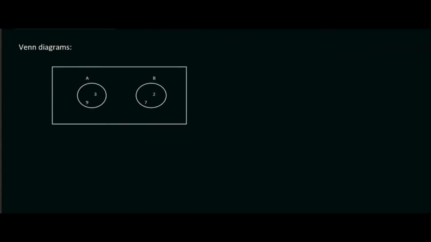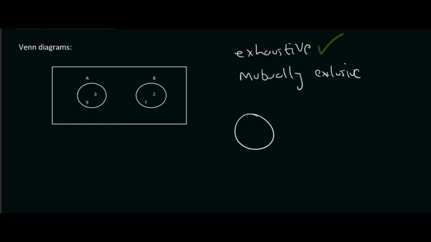So if we had these 2 events over here, events A and B, would these 2 events be exhaustive? Well, exhaustive means that all the values are in the circles. Well, yes, they are, because we can't see anything on the outside over here, so they are exhaustive, so we'll give them a nice green tick. Are they mutually exclusive? Well, yes, because mutually exclusive means that the 2 circles don't intersect, and so yes, they are. So, because both of those work, we can say that they are complementary.